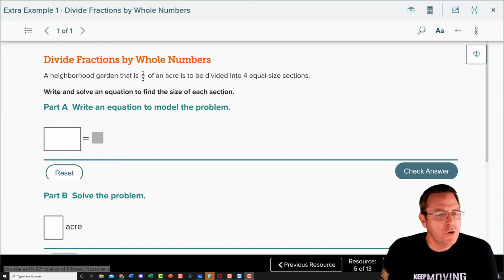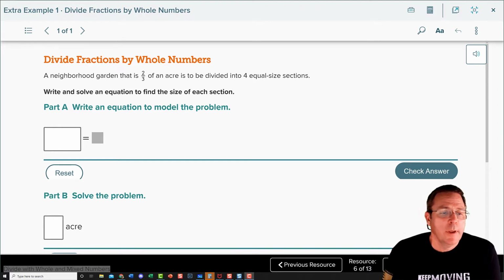Welcome back for part 2 of our very last lesson in chapter 3, 3-5, divide with whole numbers and mixed numbers. A neighborhood garden that is 2/3 of an acre is being divided into 4 equal sections. Write and solve an equation to find the size of each section. I'm going to pause the recording, or have you pause the recording, and solve the problem, and then find out the answer to the two parts going on here.